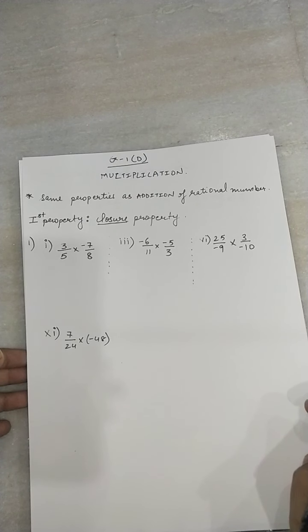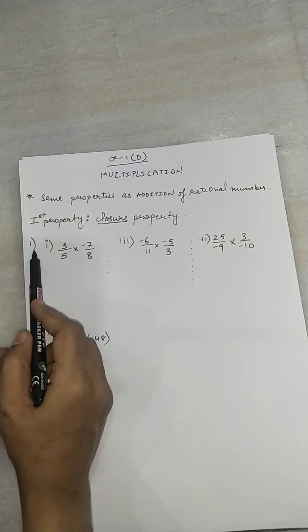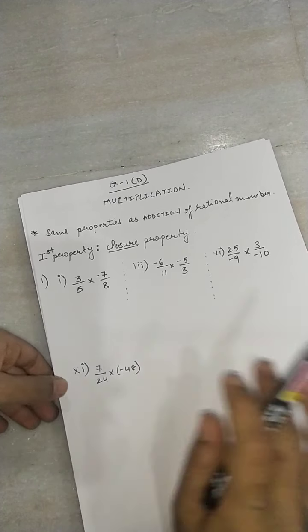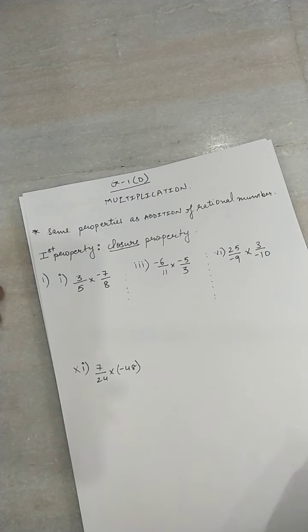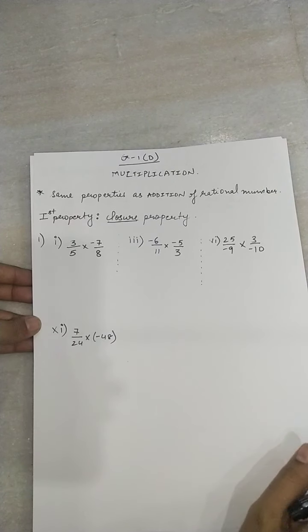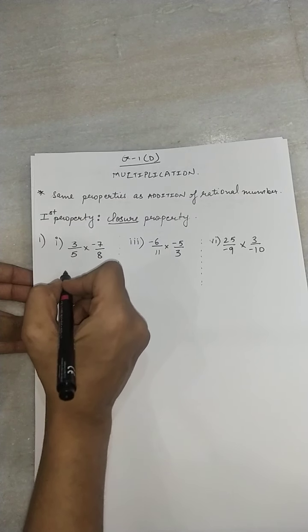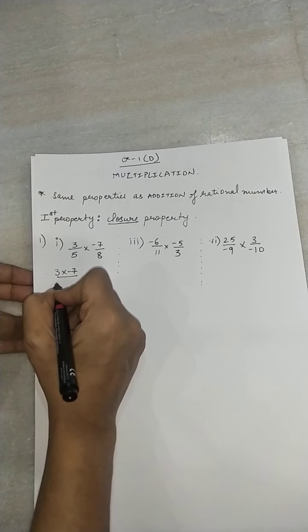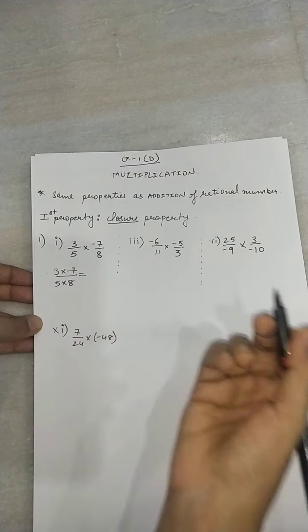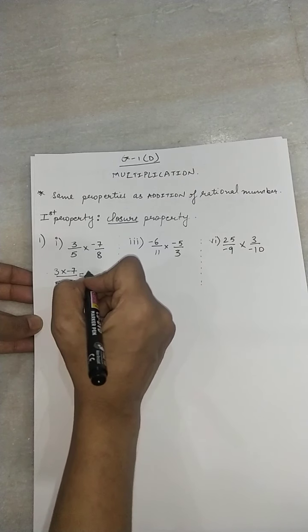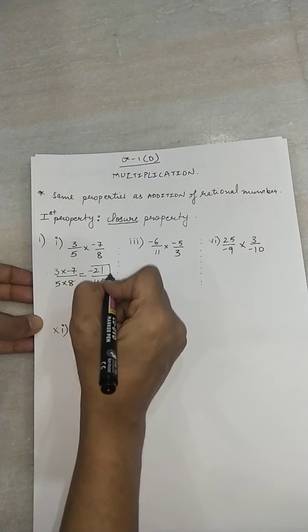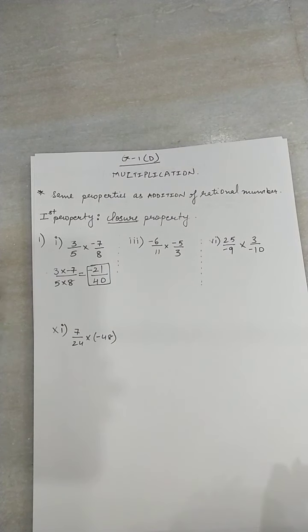So first I'll start with 3 upon 5 into minus 7 upon 8. That is your exercise 1D, first question, first part. Simply you have to multiply the numerator and the denominator with each other and write the answer. I'll show how you have to do. 3 into minus 7, you can write it in one step so that you don't get confused, upon 5 into 8. 3 into minus 7 would obviously be minus 21 and 8 into 5 would be 40. So your answer is minus 21 upon 40.